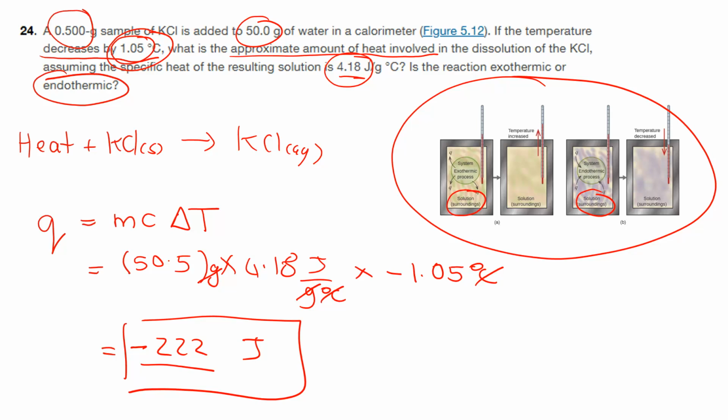So that was heat that was taken in by the system. What we've calculated here is the heat lost by the water. So we want to say that the heat of our reaction is the opposite of that, it's the negative of that. So our system gained 222 joules, and the water in which the substance was being dissolved lost 222 joules.